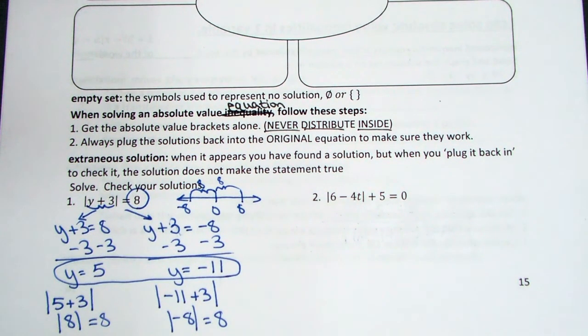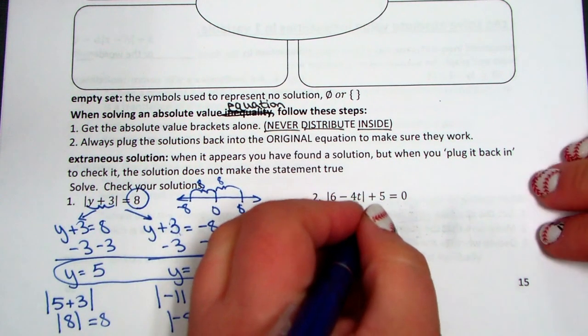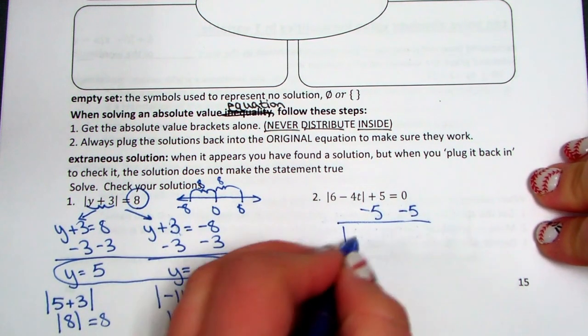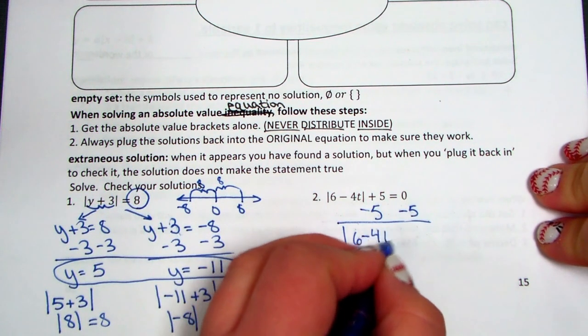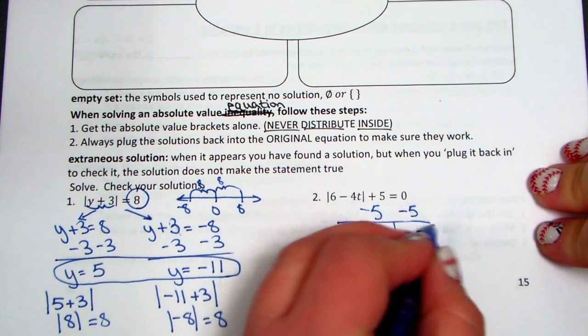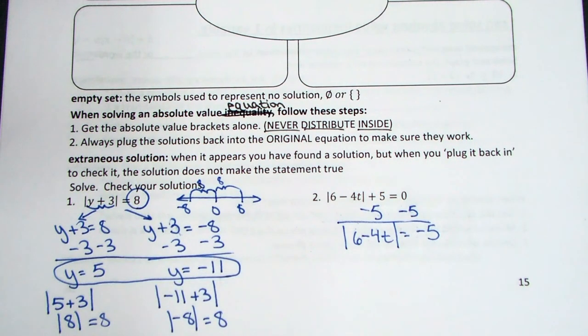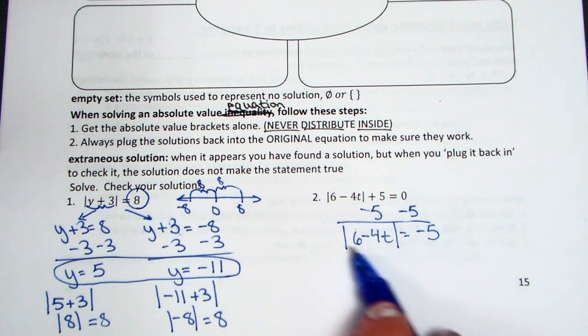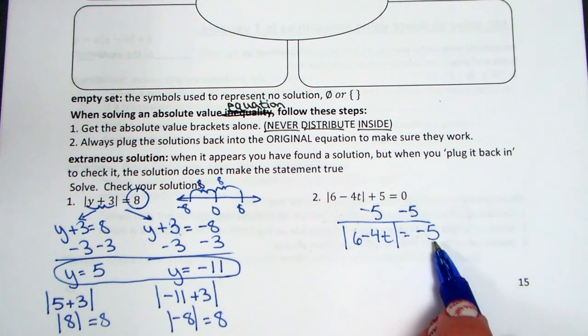In the next problem, to get the absolute value by itself, we need to subtract 5 from both sides, which leaves us the absolute value of 6 minus 4t equals negative 5. Now, if you remember the definition of absolute value, we can see that there's going to be an issue here. The definition of absolute value said it was the distance a number is from 0. We said that it's never negative. So I have an absolute value equals a negative number. That should be sending off red flags.